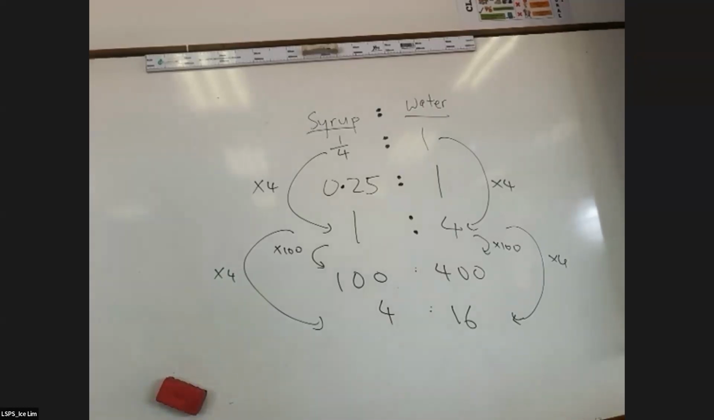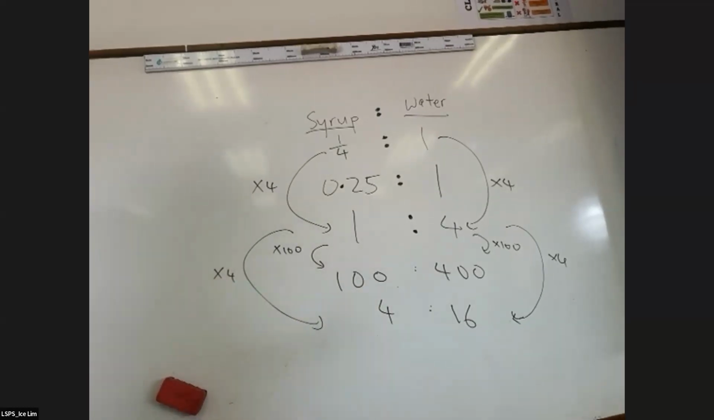But this is maybe I make lemonade for one person. This is maybe I make lemonade for 100 people. This is maybe I make lemonade for 4 people, 10 people. I will use this ratio, maybe. You understand what I'm saying? But the amount of syrup to the amount of water stays the same.